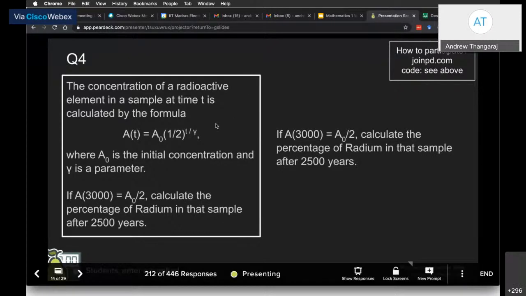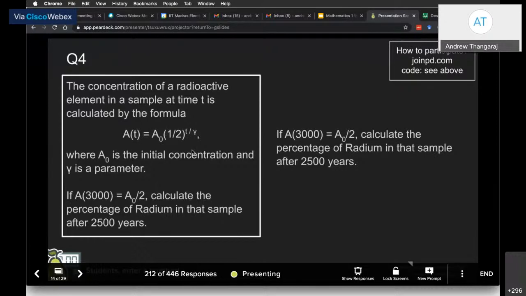Okay. So this half, the whole thing raised to the power t by gamma. How do you evaluate it? Suppose I give you a value for gamma and a value for t. You first evaluate t by gamma, and then raise half to that power. You can do 1 by 2 power t by gamma, and that's how you get A of t. That's the fraction. A naught times that is A of t.